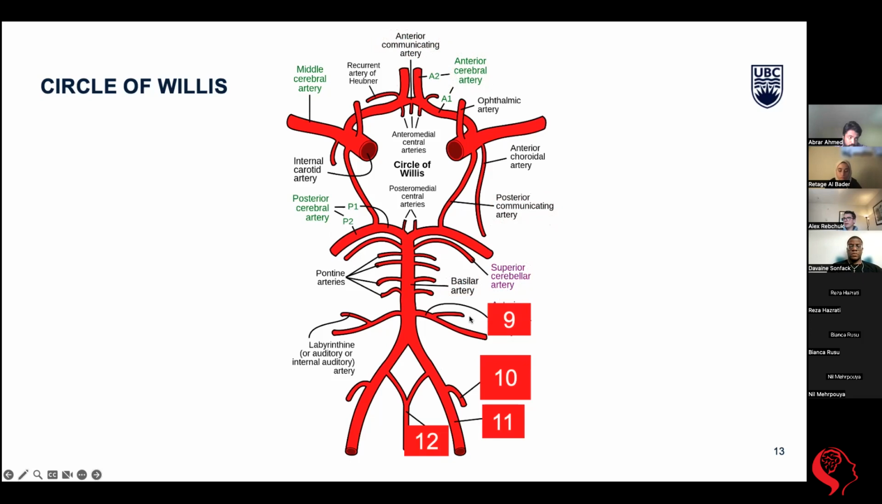7 being the basilar artery. I think 8 disappeared. 9, ICA. 10, PICA. 11 is going to be the vert, and 12 is going to be the anterior spinal.